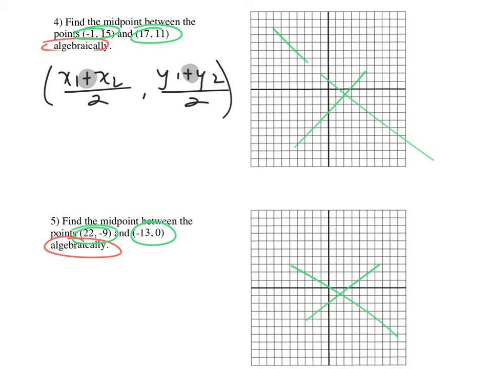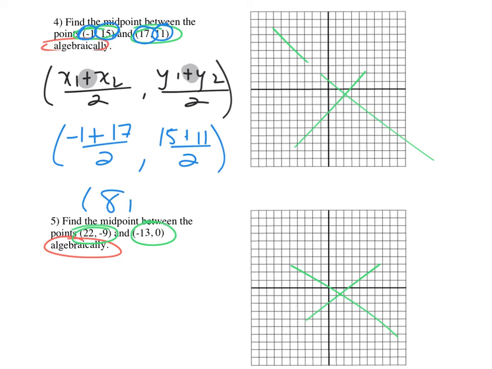So x1 is my -1, so I'll have -1 plus my x2, which is 17, all over 2. I have 15 plus 11, all over 2. And let's see, -1 plus 17 is 16. 16 over 2 is 8. And 15 plus 11 is 26. 26 divided by 2 is 13. So as you guys can see, by using the midpoint formula or plugging it in on a number line and checking out that midway point, you still get the exact same solution.